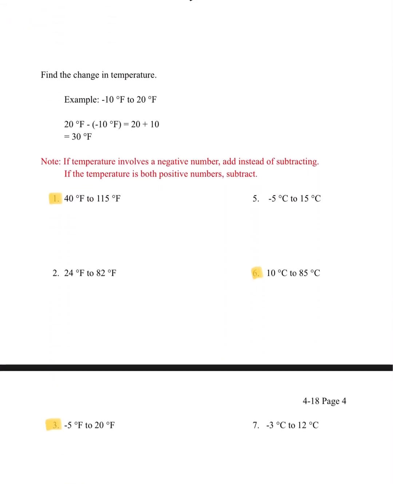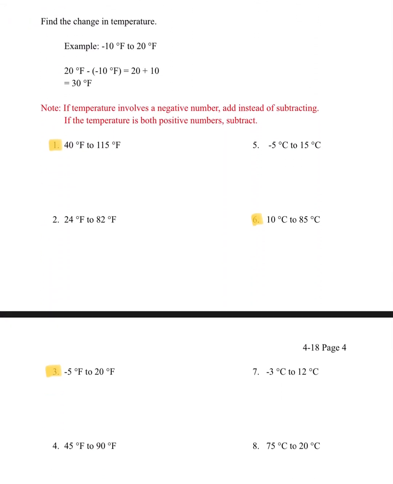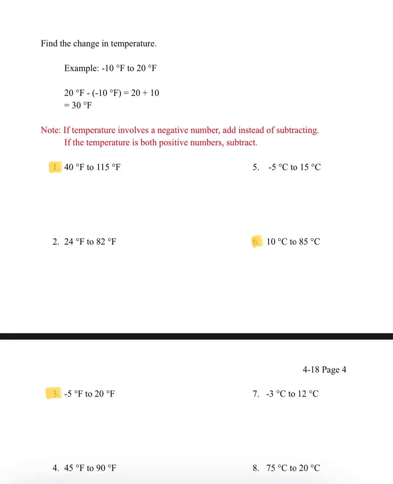Moving on, it says find the change in temperature. I'll be going over number 1, 3, and 6. So our example, we have negative 10 to positive 20 degrees Fahrenheit. Our note says if a temperature involves a negative number, you add instead of subtracting, which is why we added the 20 and 10, so we got 30. If the temperatures are both positive, we will subtract instead. So if you look at number 1, we have a 40 and a 115. They're both positive, which means we will subtract.